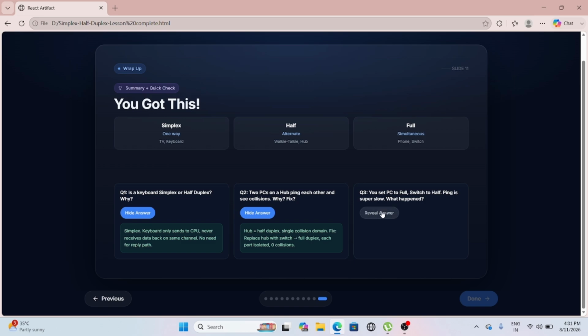Question number three. Now that you understand half duplex and full duplex, suppose one side of an Ethernet link is configured for full duplex and the other side is operating at half duplex. Simply, you set full, and the ping is very slow. So what happened? This is called a duplex mismatch. It can result in poor network performance, errors, and retransmissions. Therefore, the two ends of your Ethernet link need compatible speed and duplex settings.